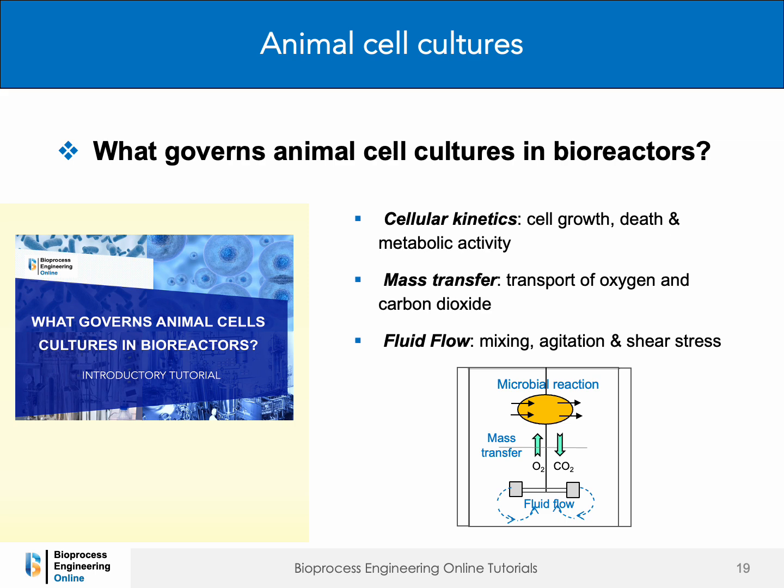In the tutorial What Governs Animal Cell Cultures in Bioreactors, you will learn that cell culture kinetics are driven by three key types of phenomena. First, cellular kinetics, which includes cell growth, cell death, and metabolic activity. Second, mass transfer, particularly oxygen supply and carbon dioxide removal, both essential for maintaining cell viability. Finally, fluid flow, including mixing and agitation, where shear stress must be carefully controlled due to the fragility of animal cells.